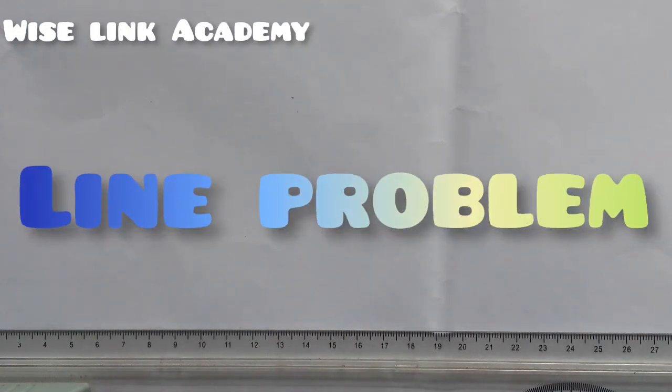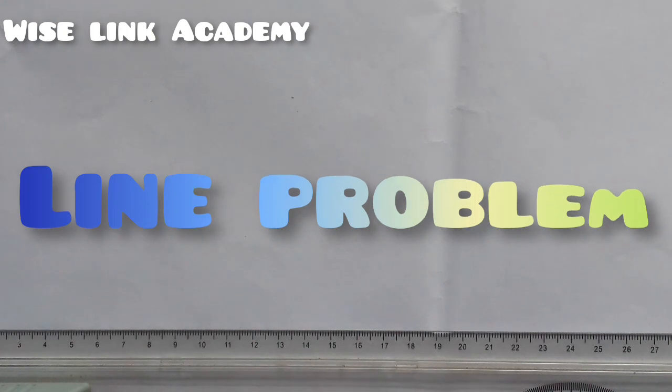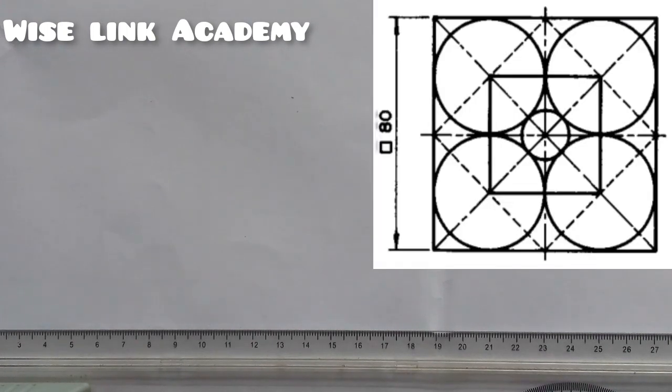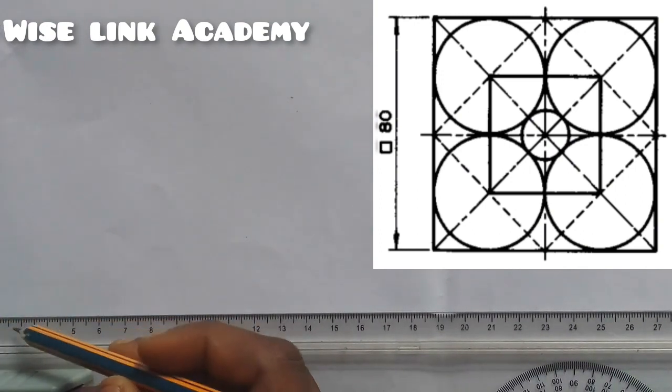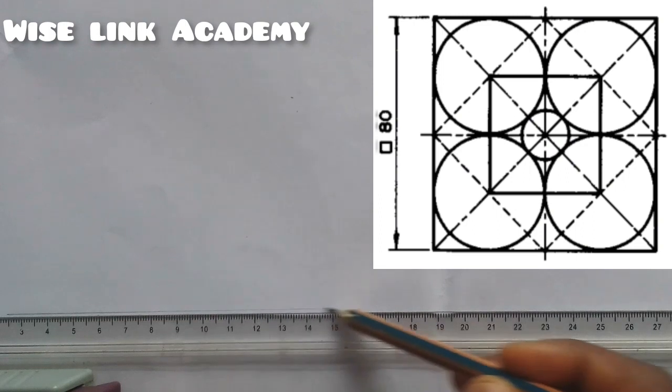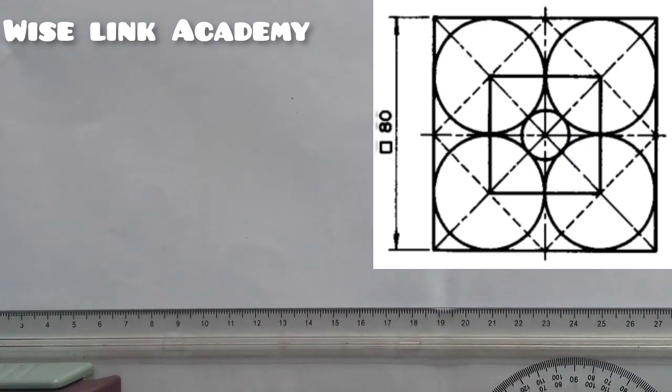Today I want to be looking into line problem, as you can see in the figure shown at the right corner of the screen. My first task here is to establish a horizontal line. So let me take it this way. Let me draw my horizontal line. Just start from this point, a faint line this way.